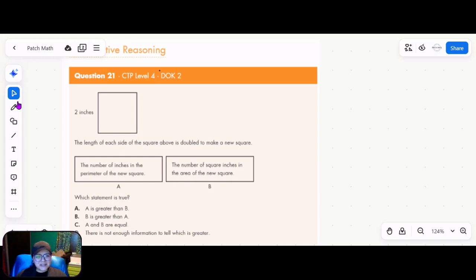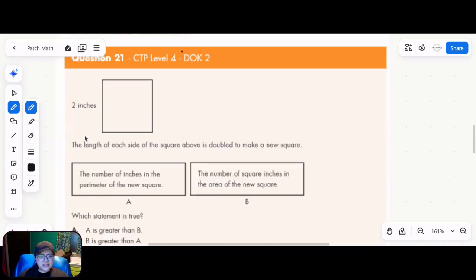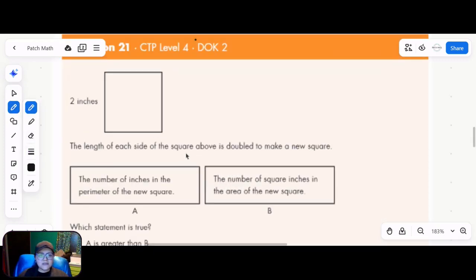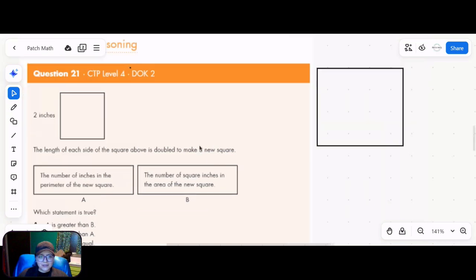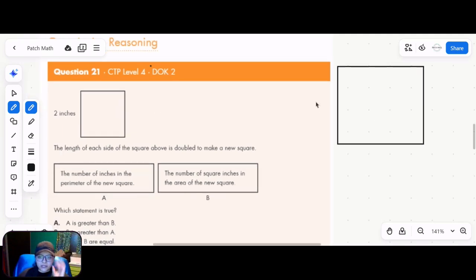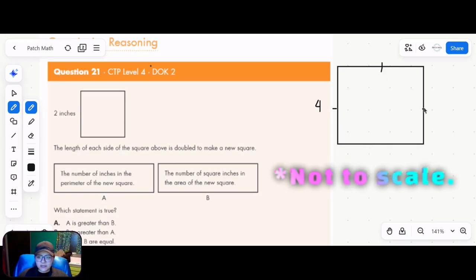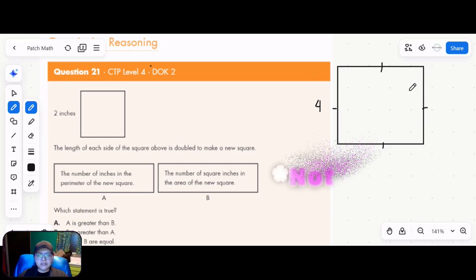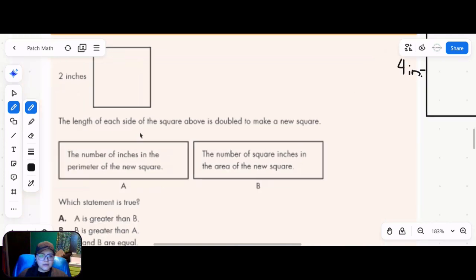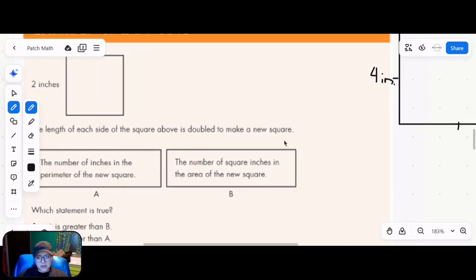Looking here, they give you a square with a side length of 2 inches, and it says the length of each side of the square above is doubled to make a new square. So we're going to do that real quick. So you'll see I put a new square to the right of this sheet. Double the side length is 2 times 2, which is 4. Double 2 is 4. And this is a square. And since I sketched it, I'm going to use these little tick marks, which denote all sides with 1 tick mark equal 4 inches. That is important here. We are dealing with inches.